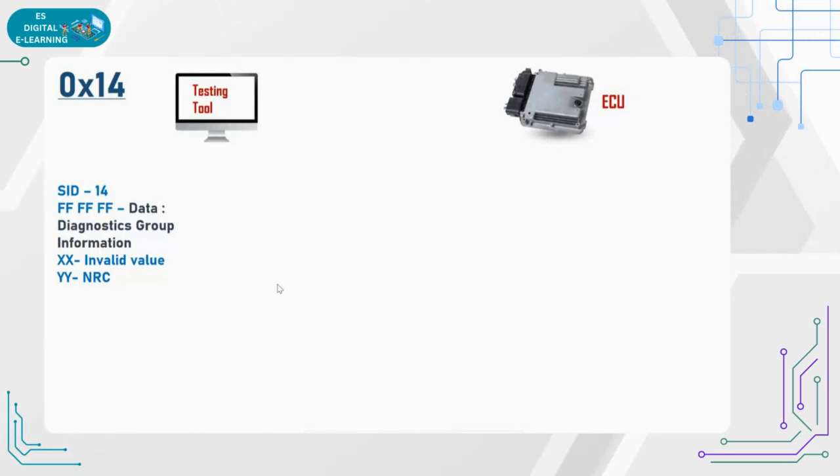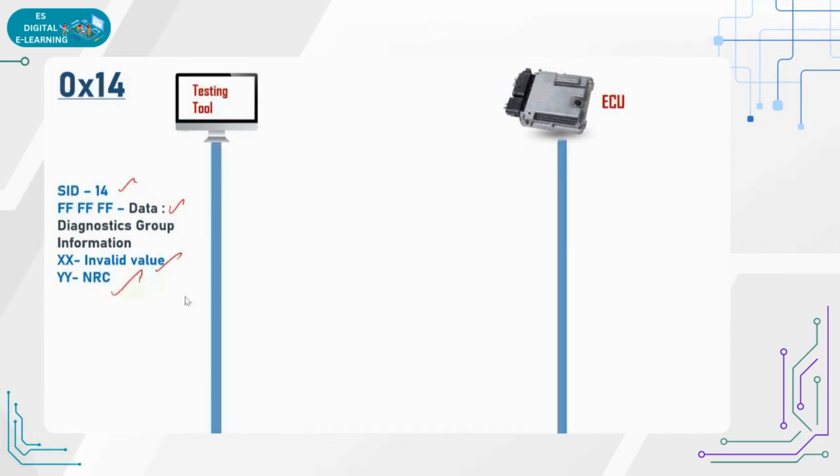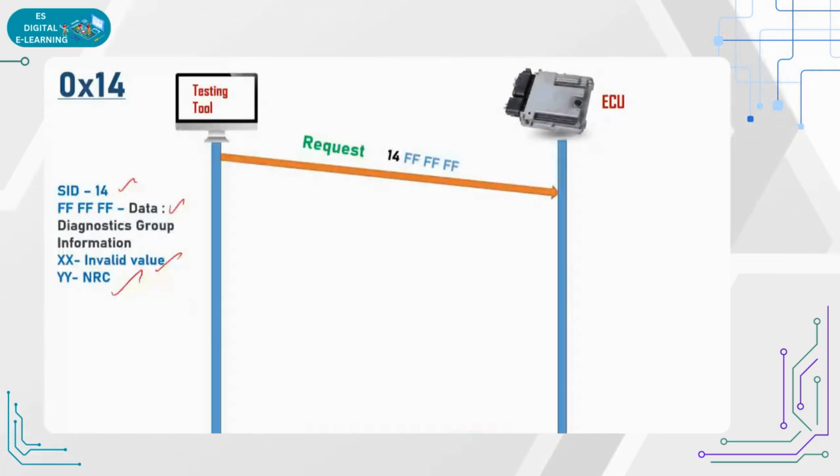Yes, sir. Okay, so let's go into the 14 service. 14 is the service ID and FFF will be the data. X will be the invalid and Y will be the NRC. We have a testing tool and the ECU. My request is 14FF. Here we don't have any sub function, so these 3 bytes will be the data. It is a group, diagnostics group information.